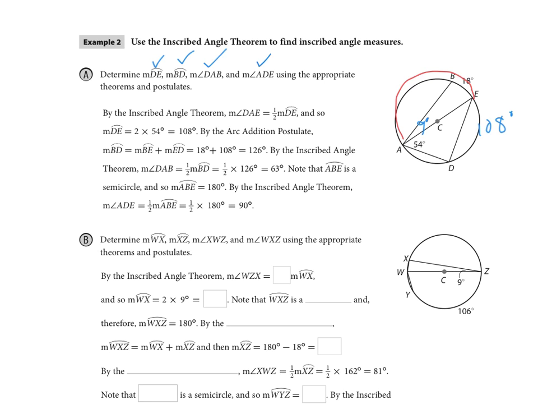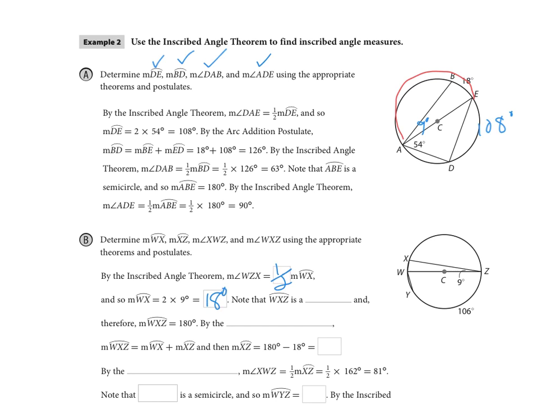For part B, we're going to do the same idea here. So determining these 4 different pieces of information from the diagram: arc WX, arc XZ, angle XWZ, and angle WXZ. So let's walk through this. By the inscribed angle theorem, the measure of angle XZW is 9 degrees, and that is equal to half of the arc. So again, we multiply the angle by 2 to get the arc, and so we get 18 degrees there.